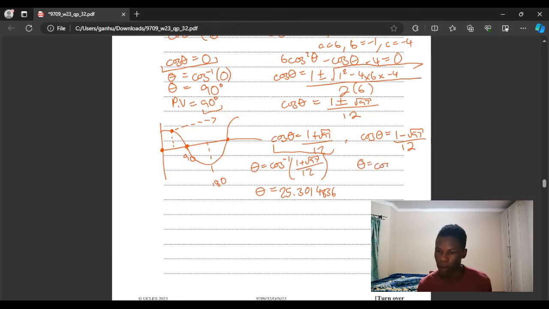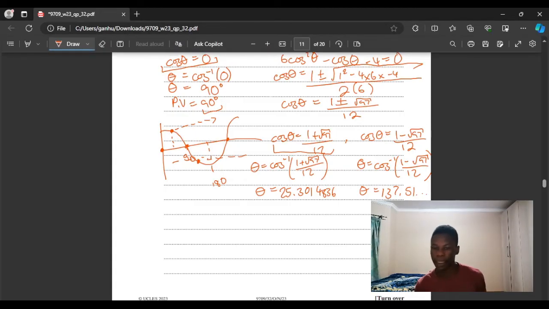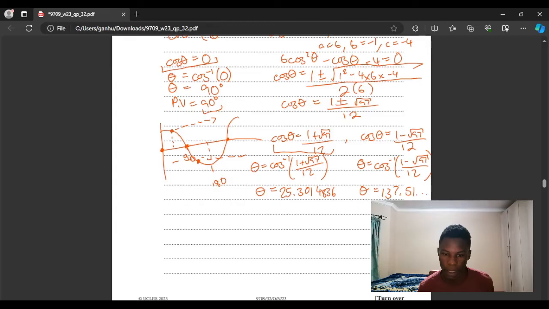So this would be theta is equal to arc cos of 1 minus root 97 over 12, and plug that into your calculator, make sure you're in degrees, you get 137.51 and so on. Again, let's come to our graph for cos. 137 would be somewhere over here. If you keep moving along this line, you don't have any other solutions between 0 and 180. So it means that we actually have three solutions for theta here.